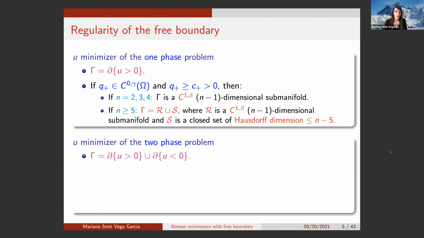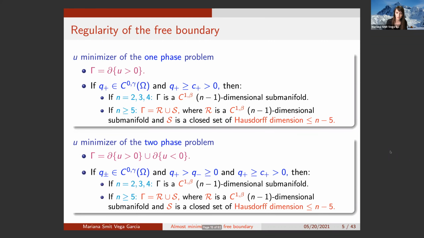With respect to the two-phase problem, our minimizer can be positive and negative, so the free boundary has these two portions: the boundary of the set where U is positive and the boundary of the set where U is negative. And once more, assuming that now the functions Q plus and Q minus are Holder and bounded away from 0, you also need a requirement on which one of them is larger. This is a technical issue. In dimensions 2, 3, or 4, once more, our free boundary is a C1,beta n-1 dimensional submanifold, which is awesome. That's what we want. Those are the regular points. And then in dimensions 5 or more, we have the dichotomy of a regular set and a singular set. Once more, the regular set is C1,beta and the singular set is closed and with Hausdorff dimension less than or equal to n-5.